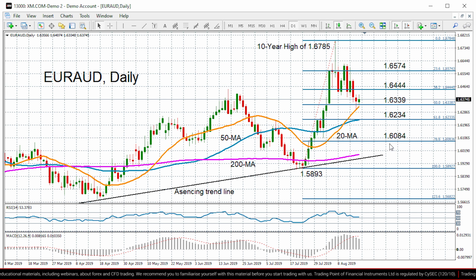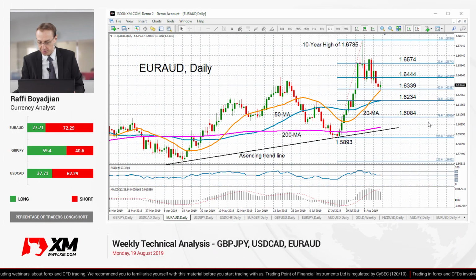And then below that, attention would shift to the 78.6% Fibonacci at 1.6084, before heading towards that longer-term ascending trend line.